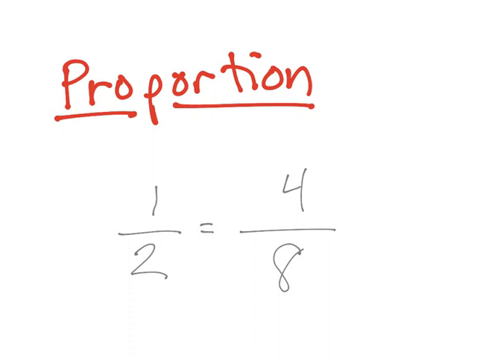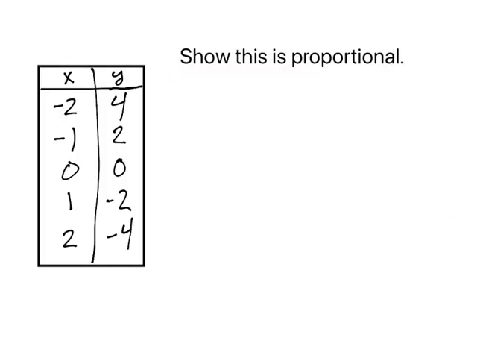Because if we think about solving a proportion, if we cross multiply, we know that 2 times 4 is the same as 8 times 1. Therefore, proportional. So how do we show this is proportional? Well, we just need to show that any two fractions are going to be equal if we do that whole cross multiplying thing, or if we reduce them.